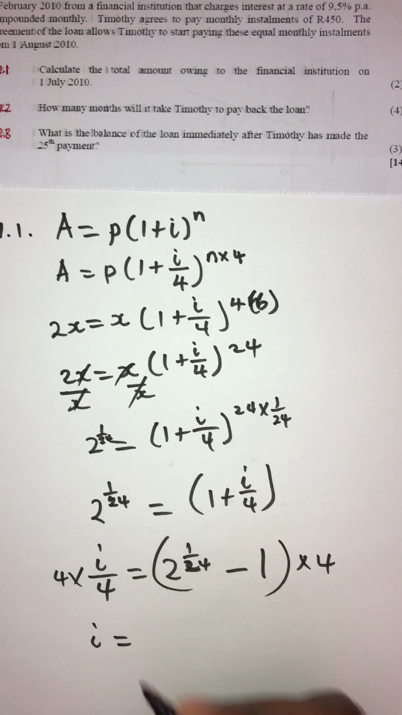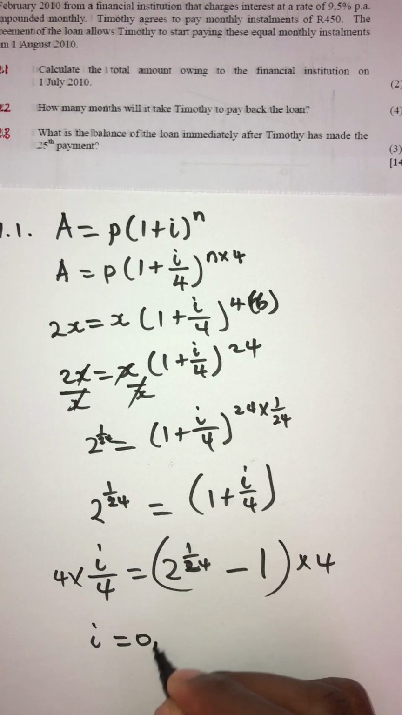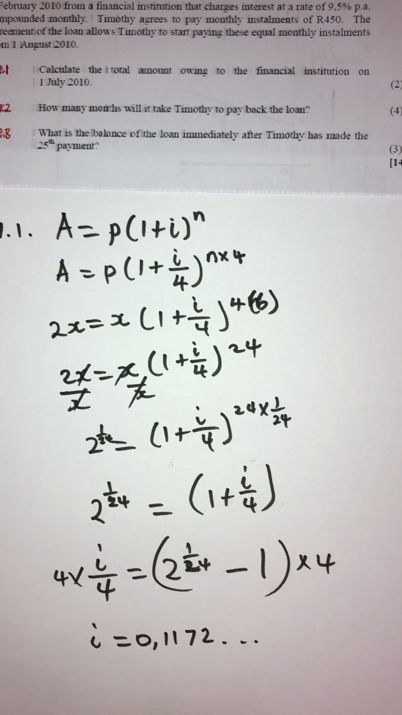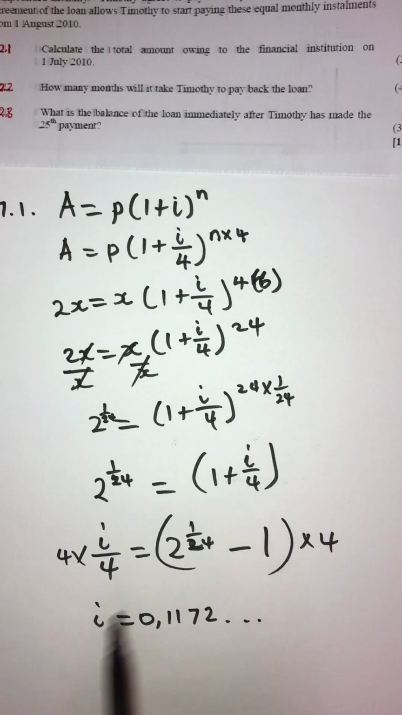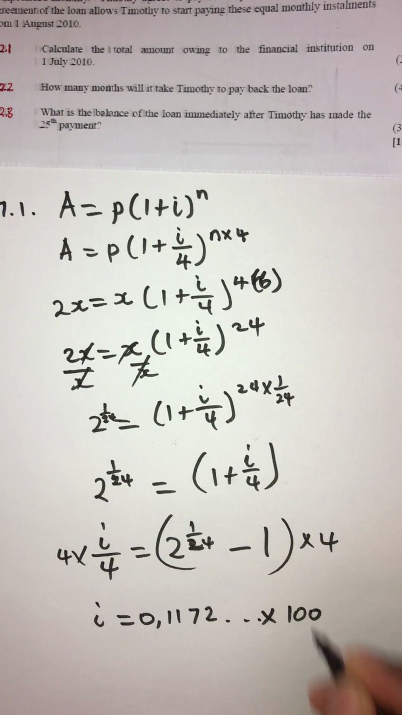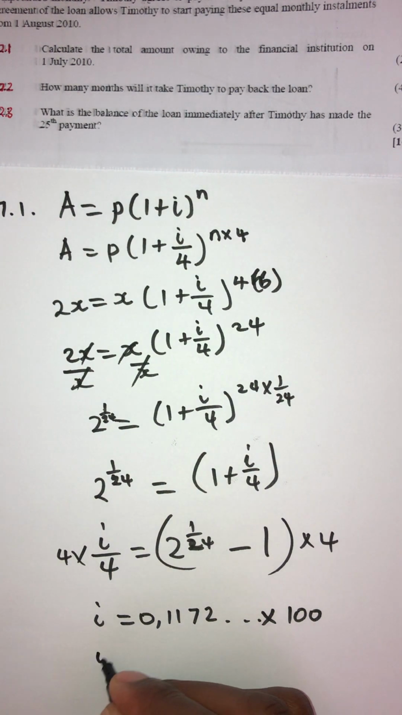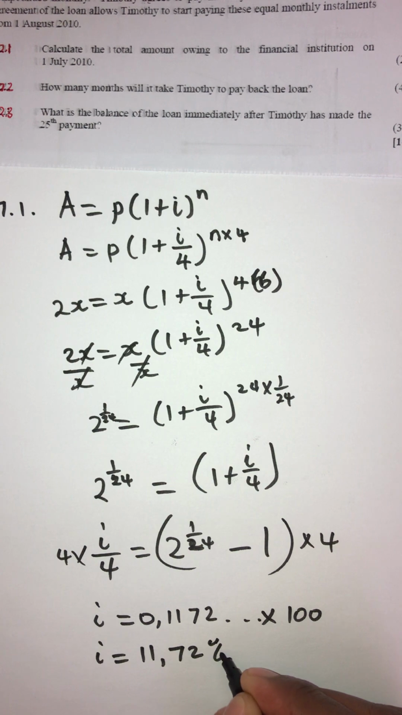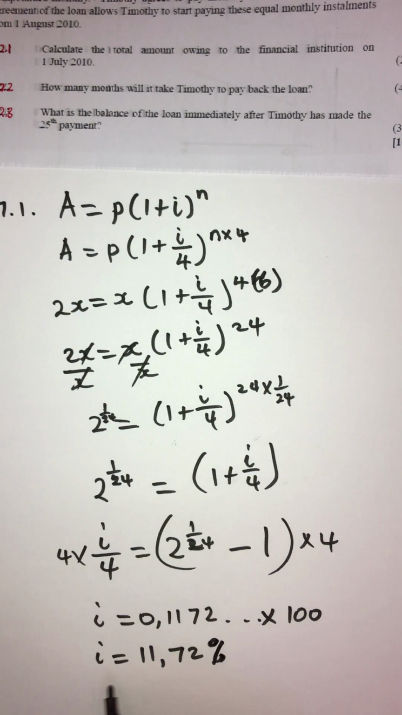So i is equal to this, is what? 0.1172 from the calculator, and then remember i is always in percentage, so we multiply by 100, and then i is going to be 11.72%. So it means that the interest rate after 6 years, if the lump sum is double, it will be 11.72%.